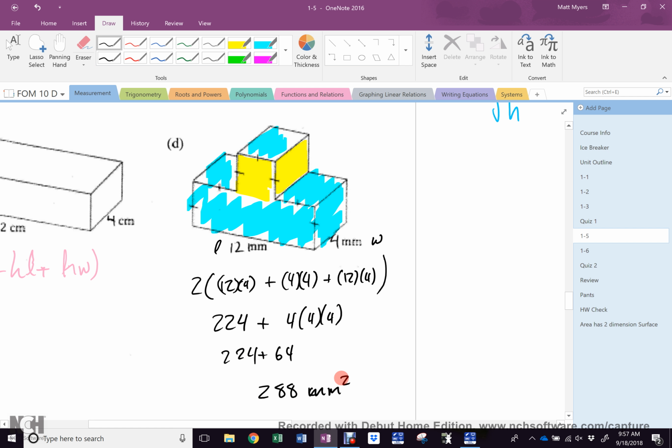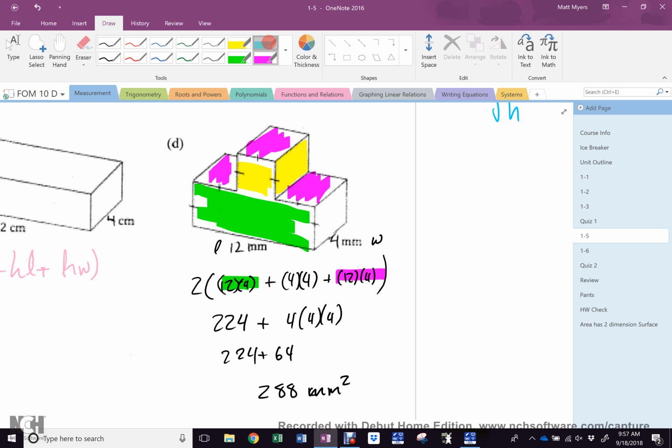So what is the second 12 times 4 for? I'll do another color for you, because colors always help. There is a 12 by 4 right there, and there is a 12 by 4 for that, because it's 12 by 4.